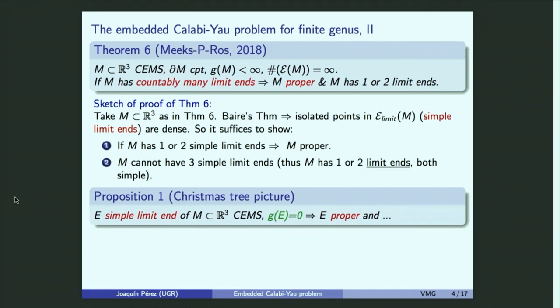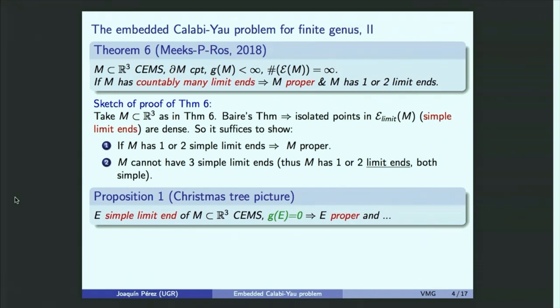So let me explain why. It says if you take a simple limit end of M, and you assume genus 0, and genus 0 can be assumed for free, since the surface M has finite genus, you can leave all the genus in the compact part of the surface, so you can take a representative of this kind with genus 0, that is proper. Why does this imply that the whole surface is proper, assuming the hypothesis here? Because you have either one or two simple limit ends, each of which is proper by this line here.